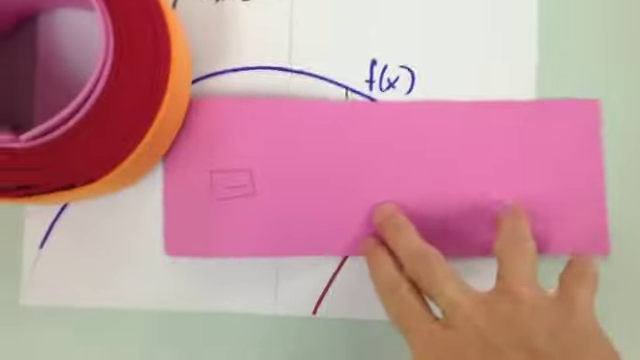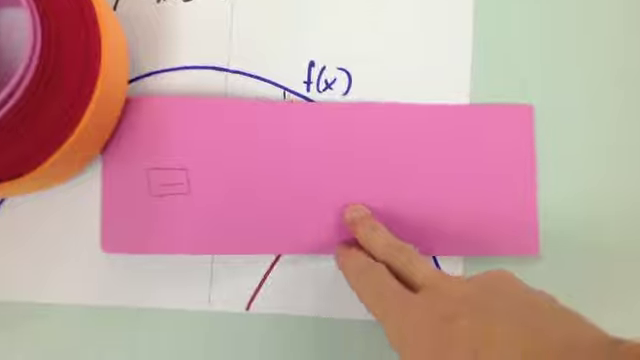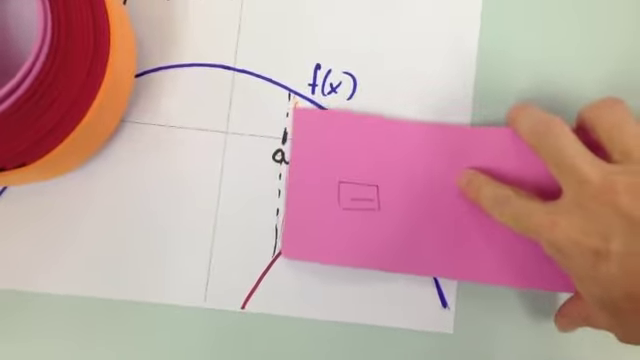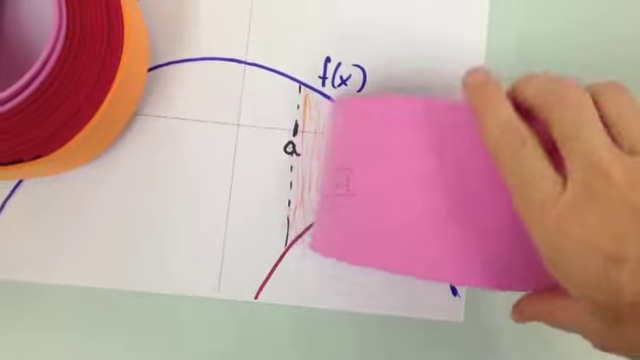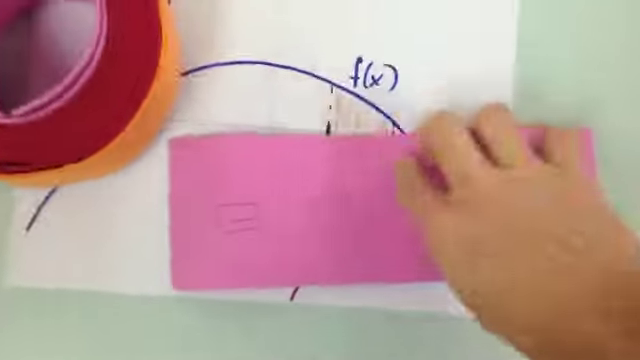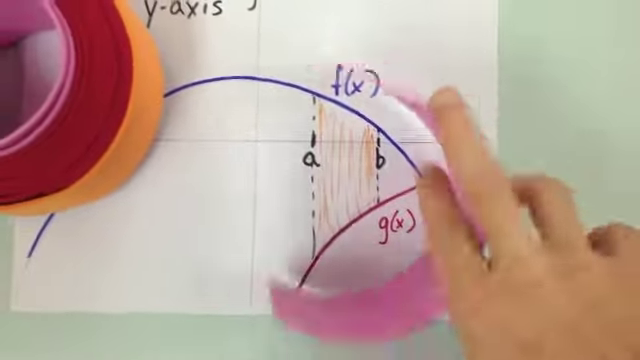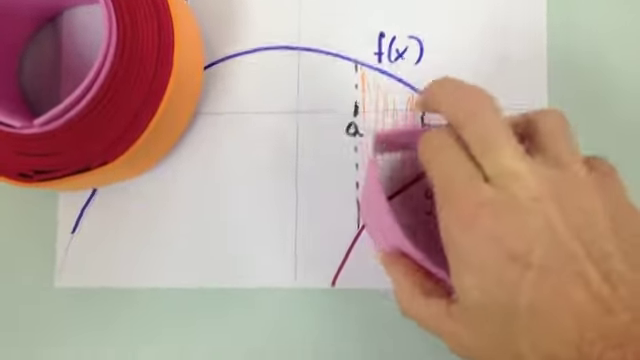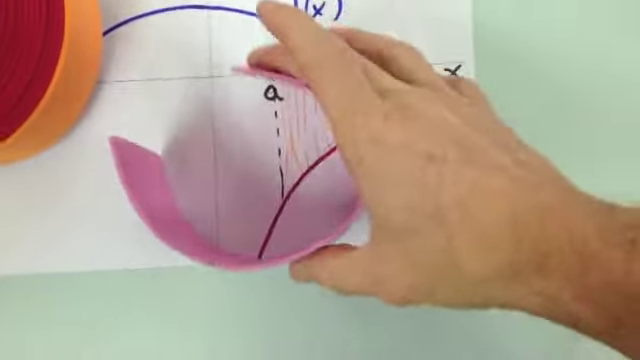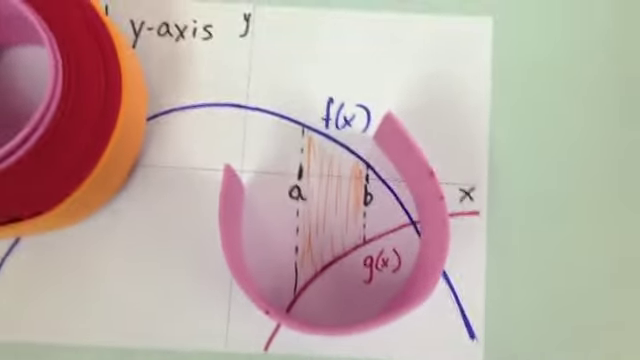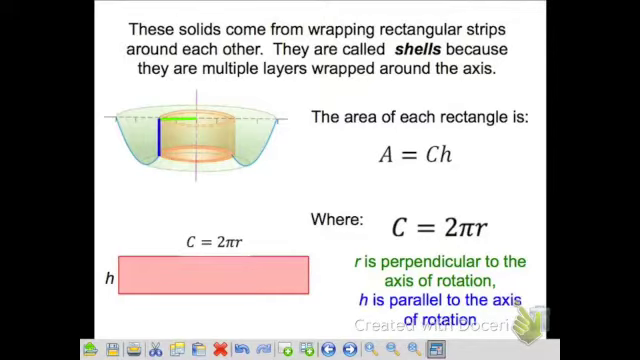But notice if I lay any of these things flat, they become a rectangle where the height of my rectangle corresponds to the height between the functions, and the base of the rectangle corresponds to the radius, well actually the circumference of our shape, and so it's based on the radius. Okay, so we're getting solids that are coming from wrapping rectangular strips around each other.